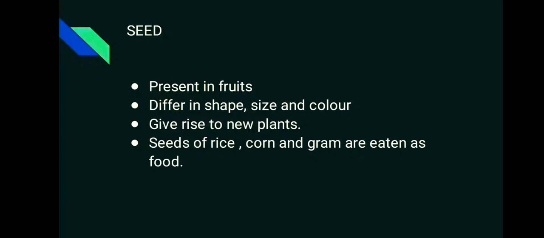Let's come to the next part of a plant, and that is seed. Where are seeds present? Seeds are present inside the fruits. Seeds are also different in shape, size and color. Like in mango, there is only a single seed. Apple, few seeds. Papaya, many seeds. Right? And they are of different colors. Like some are yellow colored seeds, black colored seeds. Right? And some are small in size, some are big. So seeds are present inside the fruit and they differ in shape, size and color.